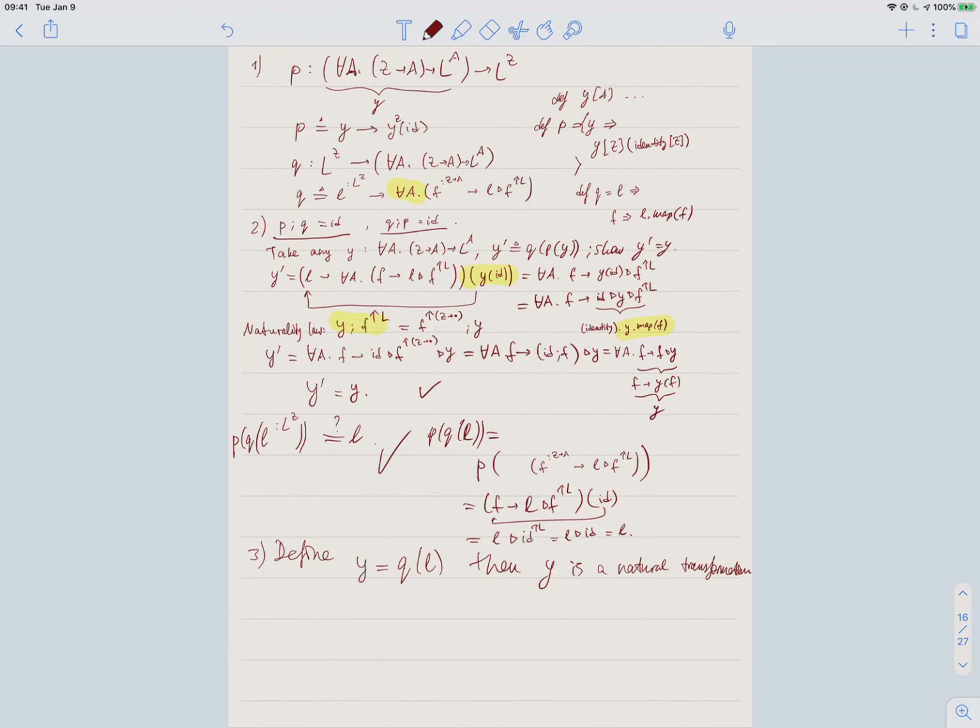So for all functions f, y, so Q of L, fl equals f lifted to this functor y, which is Q of L. Now Q is defined as this function, so Q of L is f to L f.